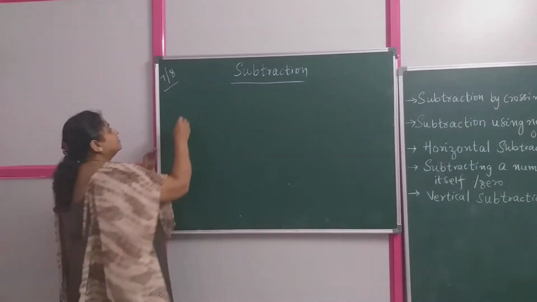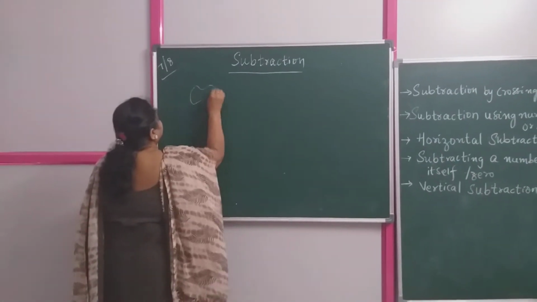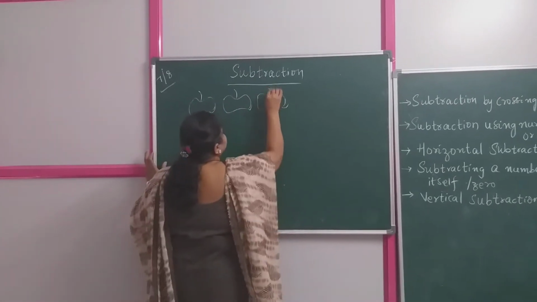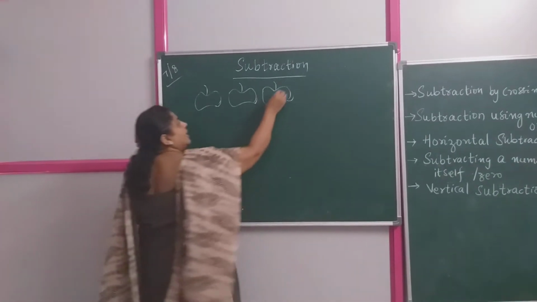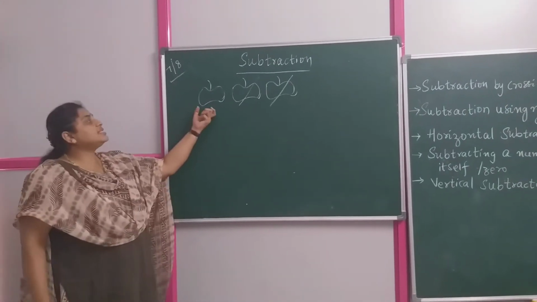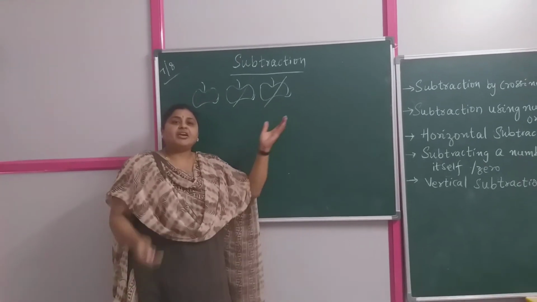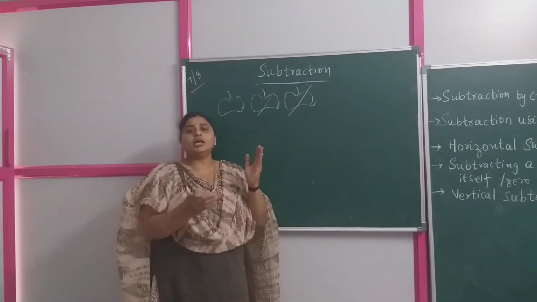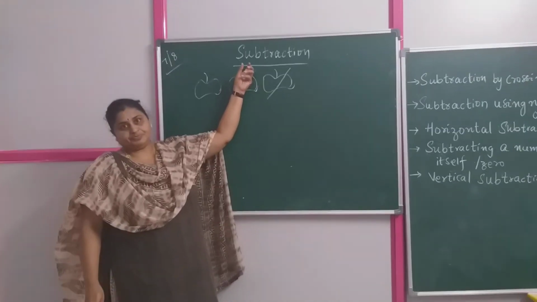Suppose if I have 3 apples. From these 3 apples I am taking away 2 apples. It means I am striking it out, I am striking out 2 apples. What is the apple left over? 1. So taking away from the given things, or taking away from the given number, is nothing but subtraction.